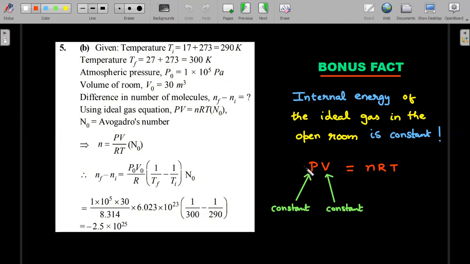So degrees of freedom f by 2 PV is the internal energy of the gas, so PV remains constant. Okay, and once you take Ni and Nf subtraction, you end up getting the required answer. And as expected, if the temperature increases, fewer molecules are there inside, so the answer is negative. Okay, so let's move forward.